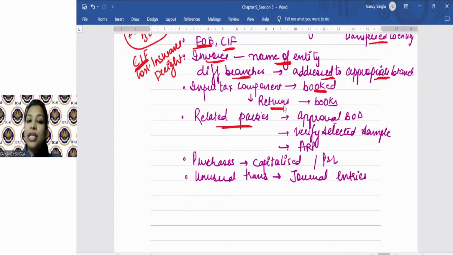Related party को कोई सेल किया approved है या नहीं, sample देख लोगे, ARP कर लोगे. Purchases ऐसी तो नहीं है जो capitalize करना चाहिए था या whether P&L में charge करना था या capitalize करना था. Unusual transactions है तो उनका क्या देख लो? General entries देख लो. Clear? Is it clear? कोई doubt है?